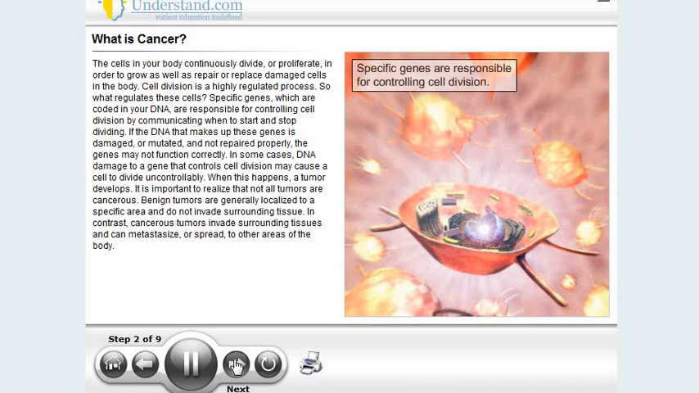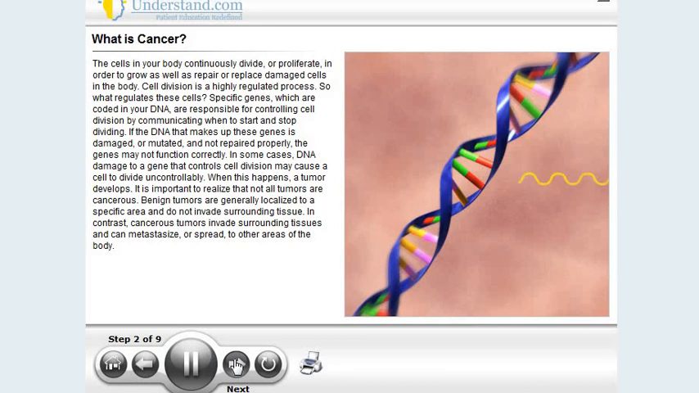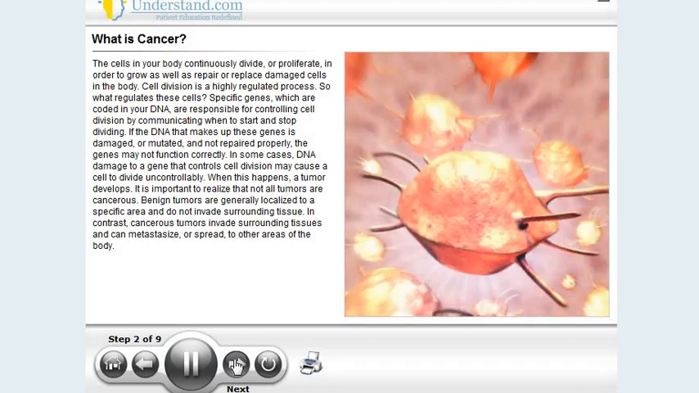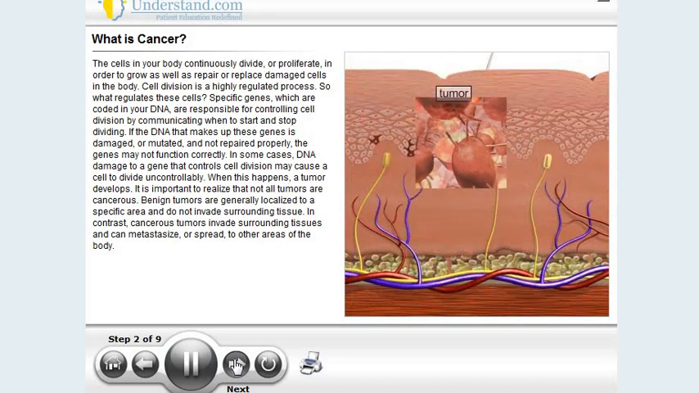Specific genes, which are coded in your DNA, are responsible for controlling cell division by communicating when to start and stop dividing. If the DNA that makes up these genes is damaged or mutated, and not repaired properly, the genes may not function correctly. In some cases, DNA damage to a gene that controls cell division may cause a cell to divide uncontrollably. When this happens, a tumor develops.